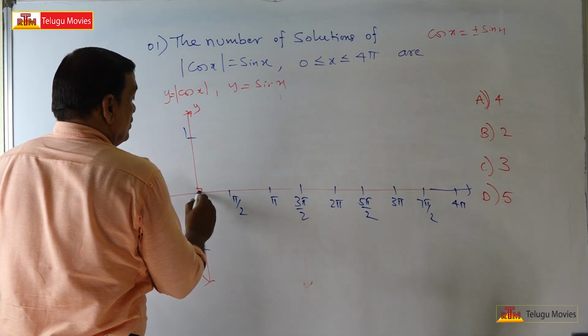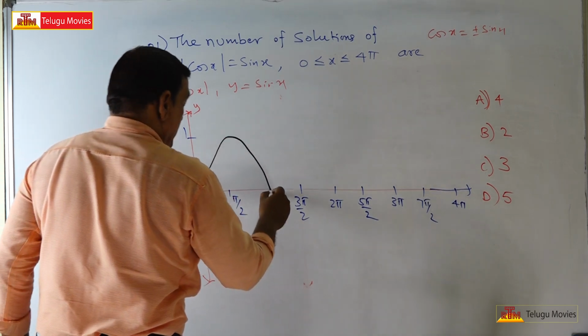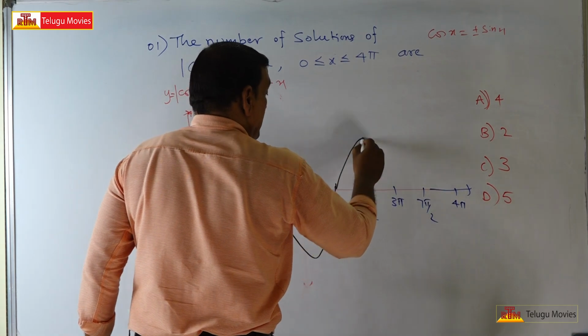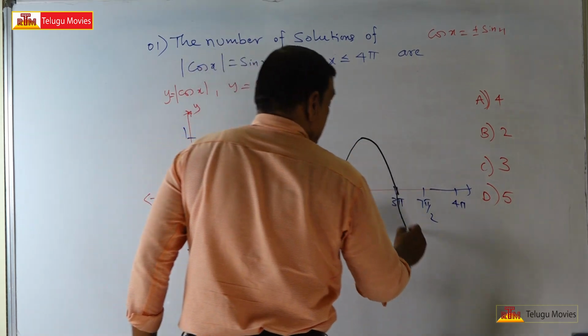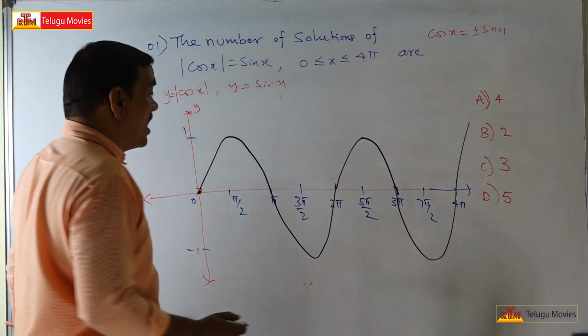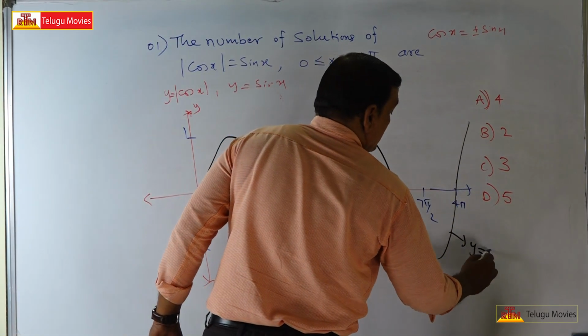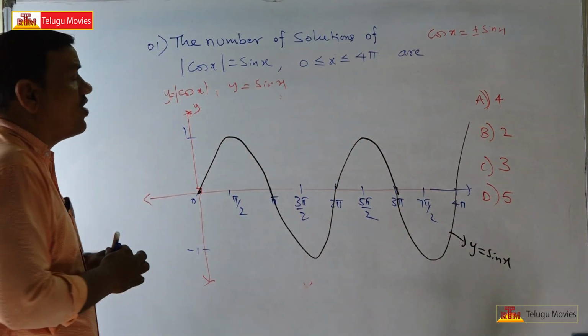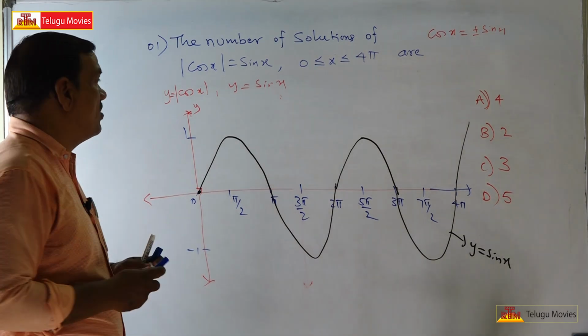So sin 0 is 0, then pi by 2, pi, 3 pi by 2, 2 pi, again 5 pi by 2, 3 pi, 7 pi by 2, 4 pi, like that it will go. So this is the graph, very easy, anybody can draw it. Now, what is the graph of cos x?